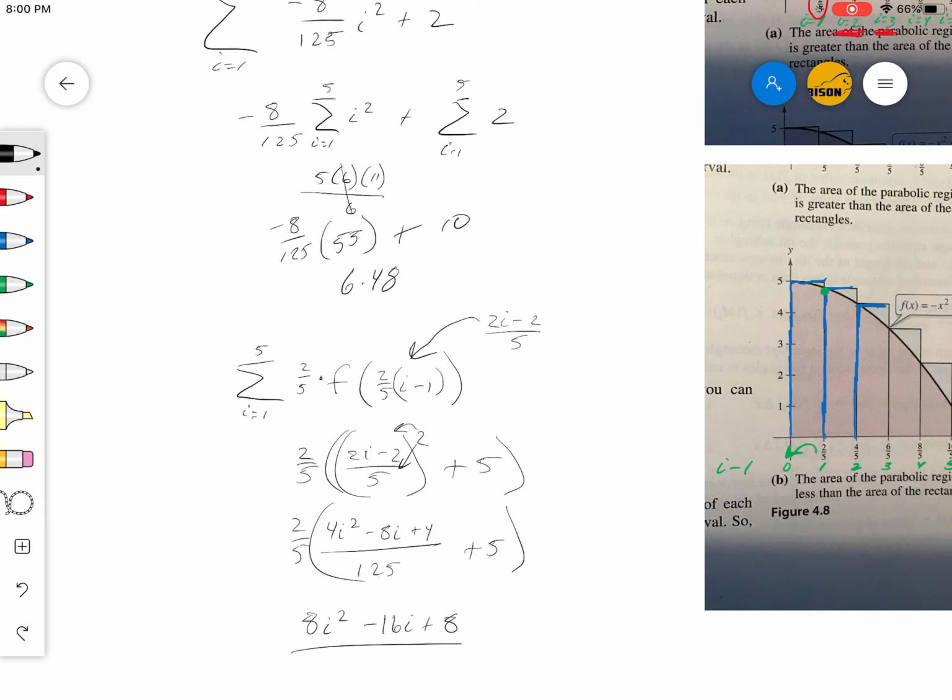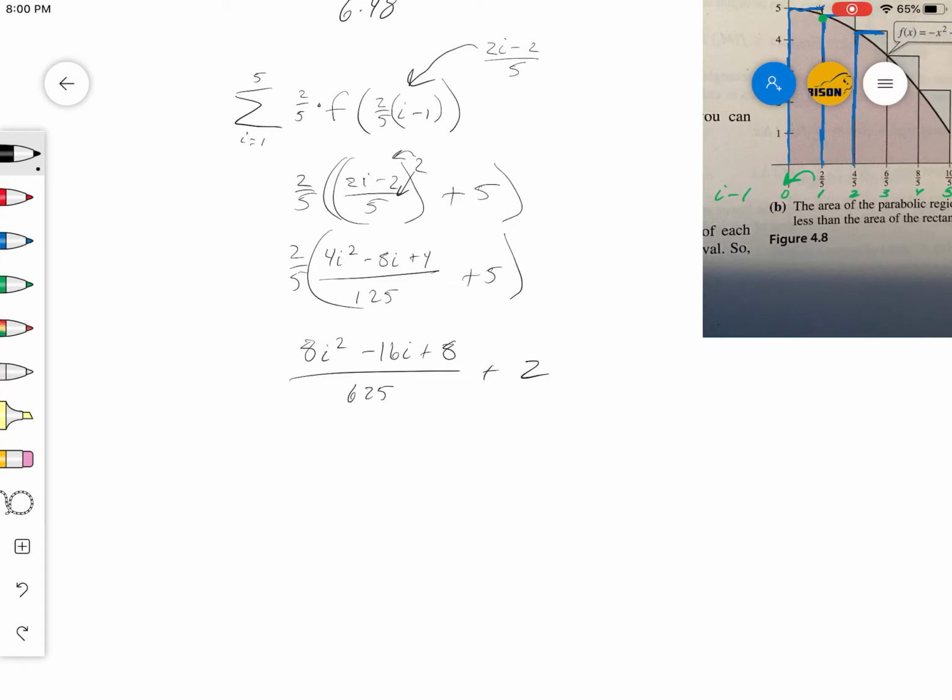And then the bottom, 125 times 5 is, I don't know, 600? 625, sorry. All right, and then plus 2 out here on the end, because 2/5 times 5 would be 2.